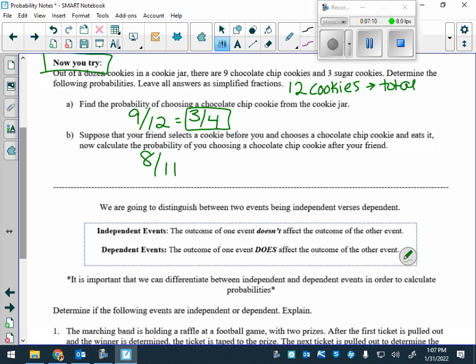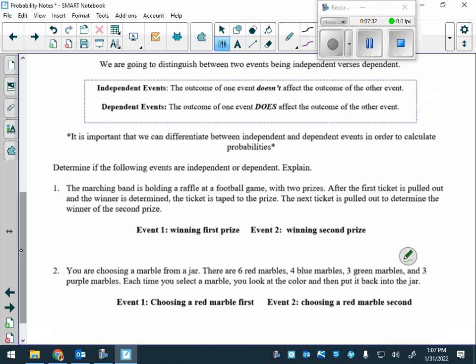Good. So one chocolate chip is eaten, or we didn't replace it. So we have our denominator changes as well as the total number. This leads us into the next piece, which is determining if two events are independent or dependent. If two events are independent, the outcome of one event does not affect the outcome of the other. Dependent events, the outcome of one event does affect the outcome of another.